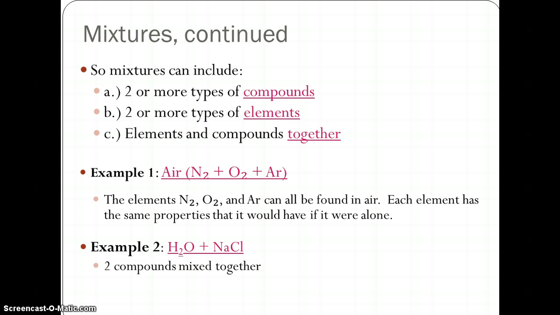Mixtures can include a couple different things. They can be two or more compounds together. They could be two or more elements together, or they could be a mixture of elements and compounds. One example is air. The air that we breathe in, a lot of people think it's just oxygen, but it's actually N2, O2, and argon. So it's nitrogen, oxygen, and argon.